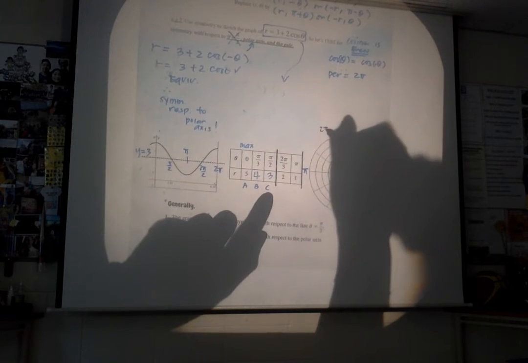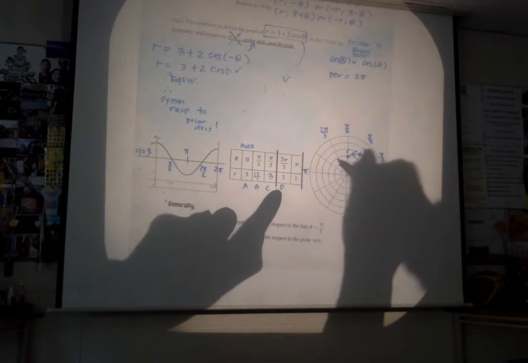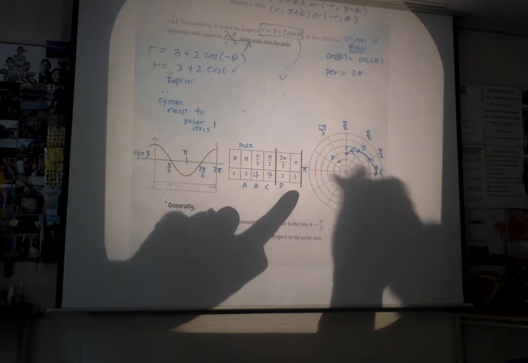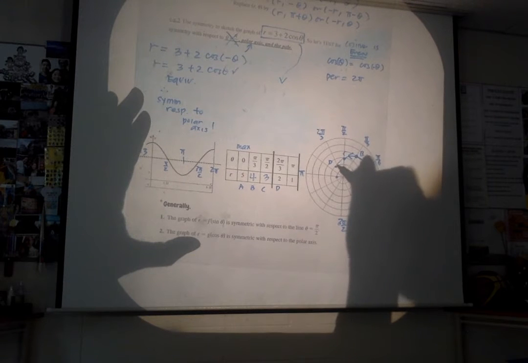2 pi over 3. 2 pi over 3 is here. It's 2. So it goes from here to here. So let's put D here, okay? Pi over pi is 1. Pi is 1. So that means pi, right? We rotate pi. It's 1. Oh, so let's actually finish it. This is better. Okay, so it goes from here to here.